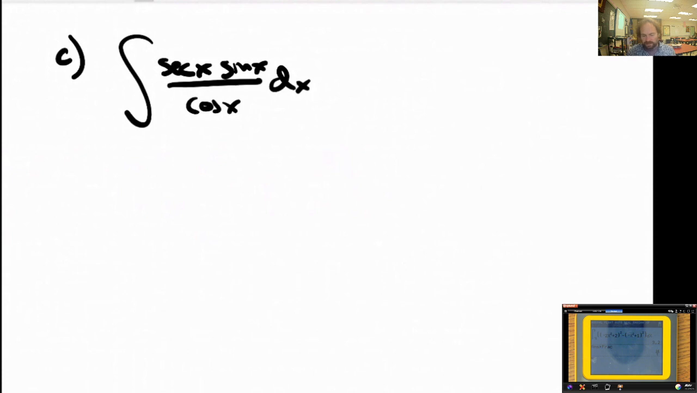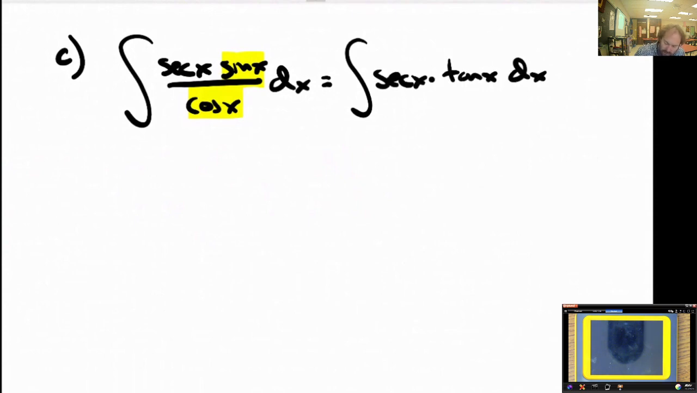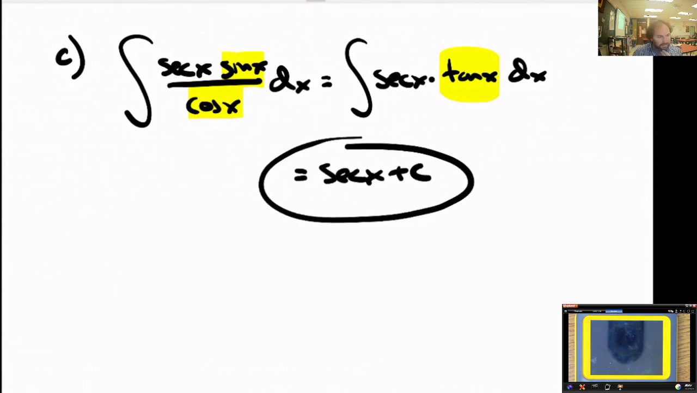So you might not see it at first, but I'm going to highlight the sine and the cosine because this is the same problem as the integral of the secant of x times the tangent of x dx, since the tangent is equal to the sine over the cosine. And if you have memorized your trig derivatives, you know that that is just the derivative of secant. The derivative of secant is secant tangent. So this is equal to the secant of x plus c. And that's it. That's all I have to say about that one.